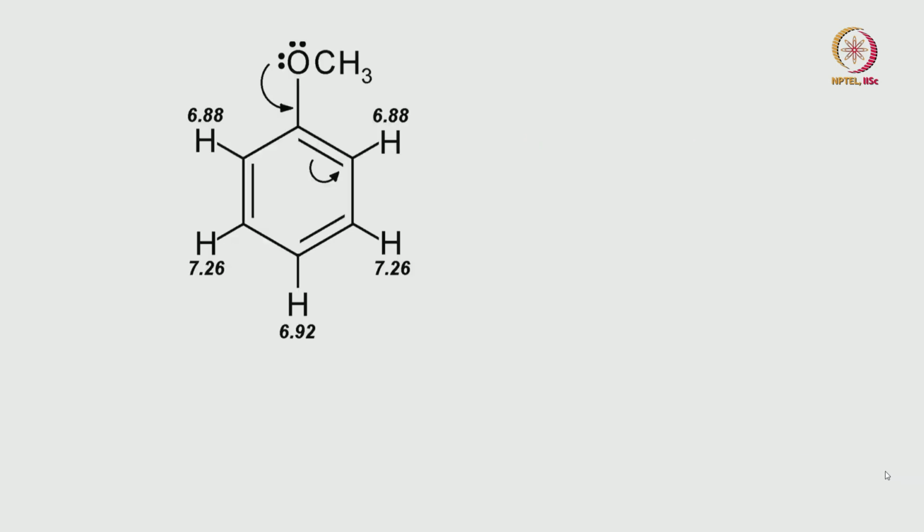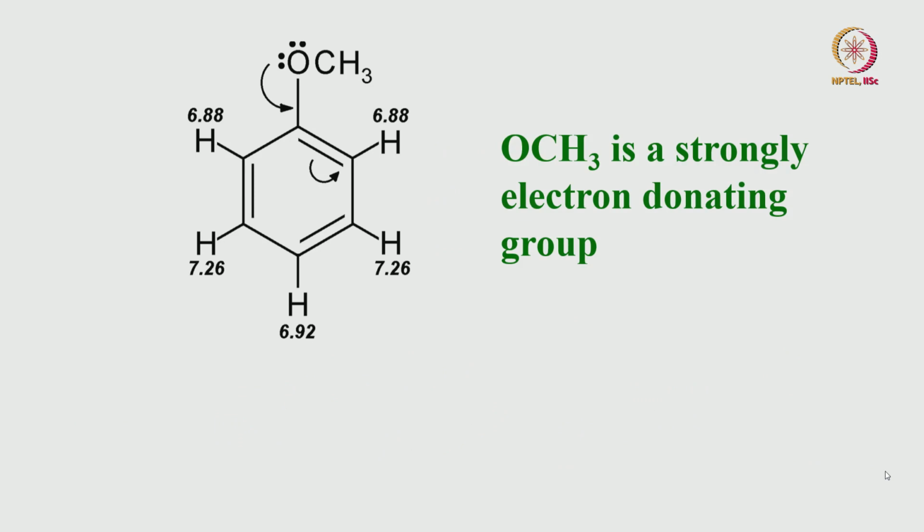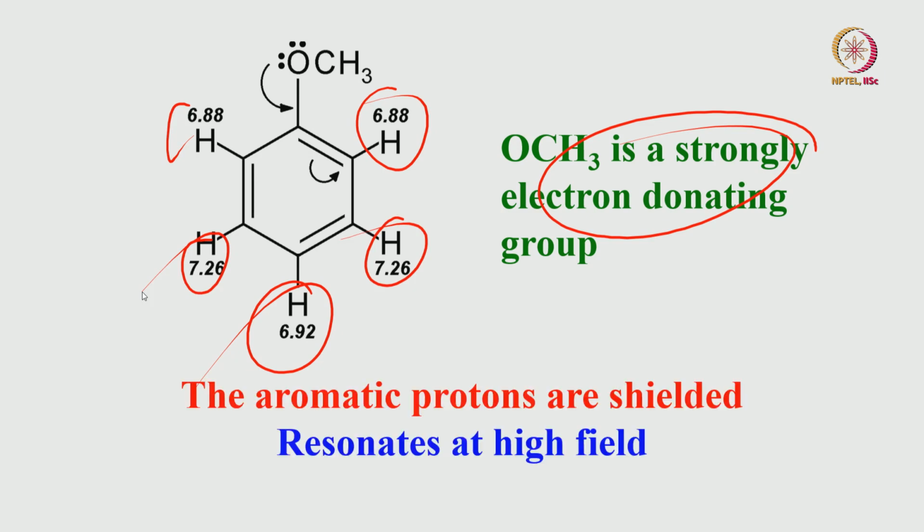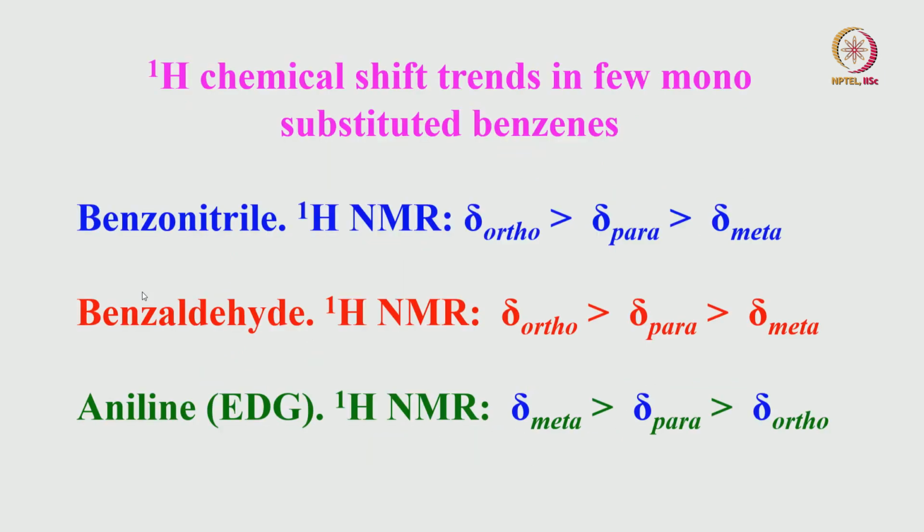This is what happens. If I put methoxy, it is another strongly electron donating group. Look at it, ortho and especially para protons move to high field compared to the normal benzene generic value. These are less affected, especially meta; only ortho and para are significantly affected.